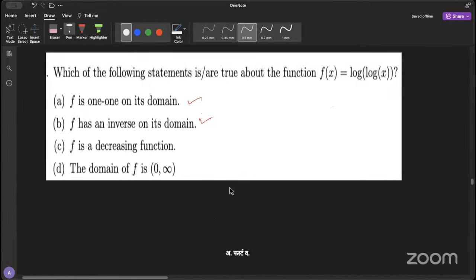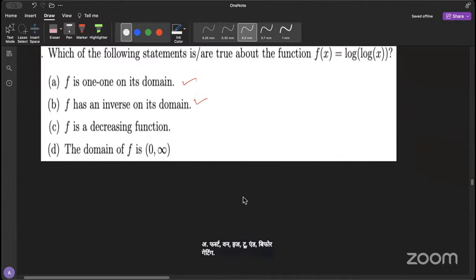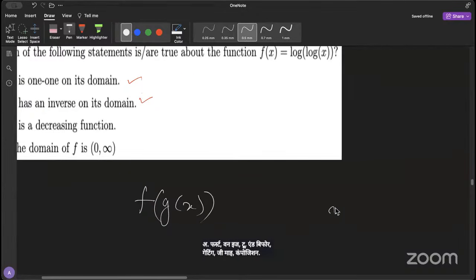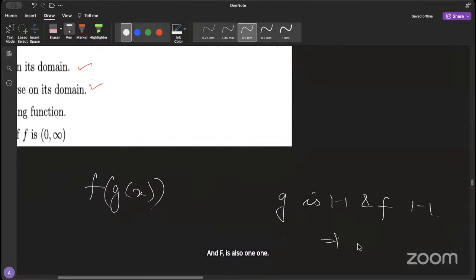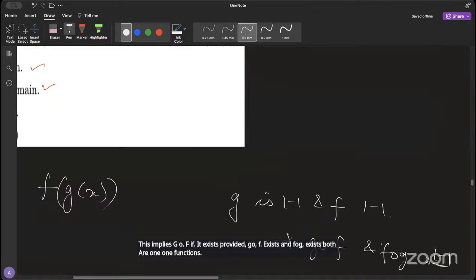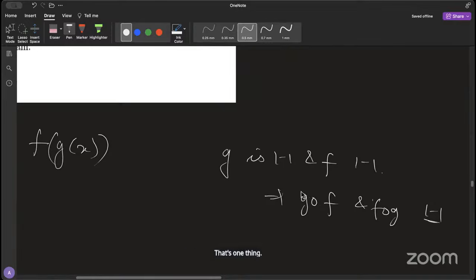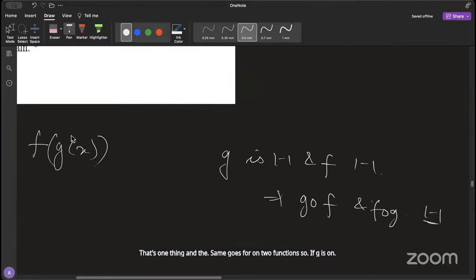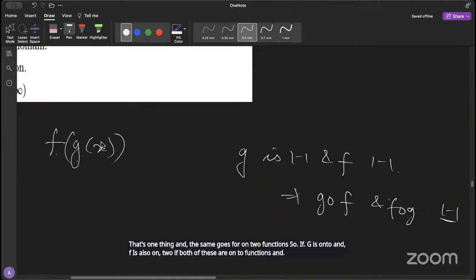The first one is true. And before getting into the options, let's do one thing. Let's say you have a function f composed with another function g. If this is my composition fog, then if g is 1-1 and f is also 1-1, this implies gof, provided gof exists and fog exists, both are 1-1 functions on their respective domains. And the same goes for onto functions. If g is onto and f is also onto, then the composition is also an onto function.